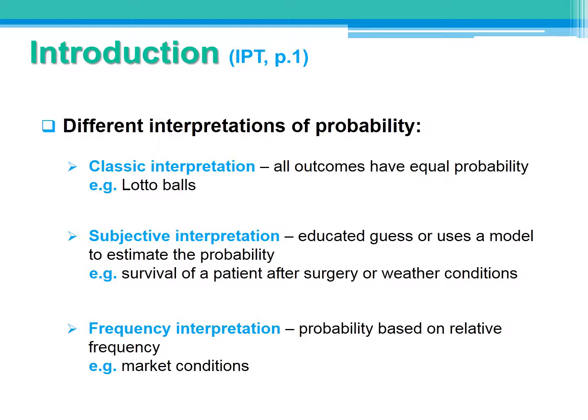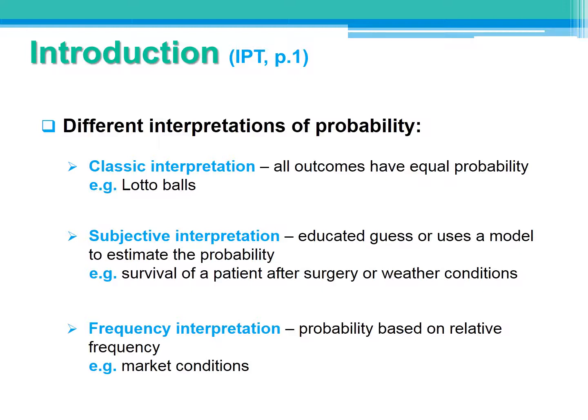Then subjective probability, where we work with educated guesses or the use of models to estimate probability. For example, a doctor that estimates the survival rate of a patient after surgery, or a climatologist that uses a model to predict weather conditions for the next day, the chance that it will rain, for instance.